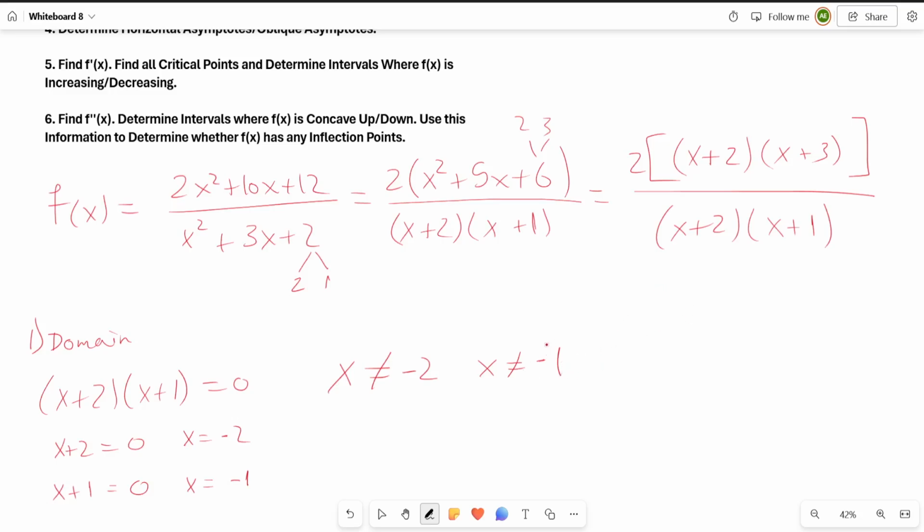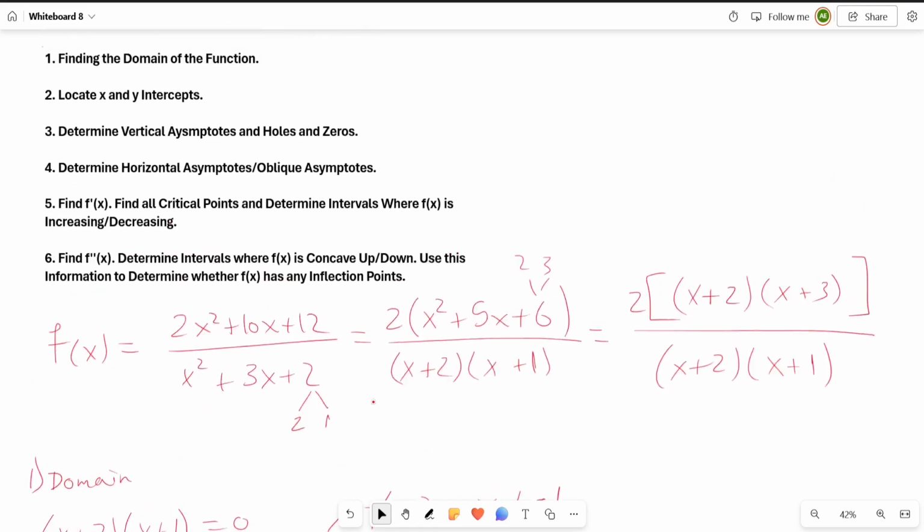Why? Because if I substitute minus 1 over here, this whole thing is going to be 0. So the whole function is going to be undefined, and the same goes for x equals minus 2. So let's erase this. Okay, so this is the domain step done.